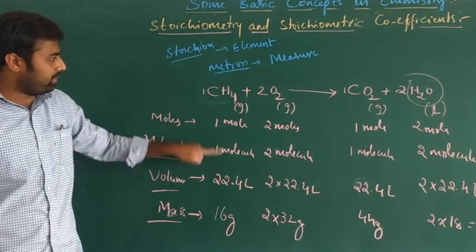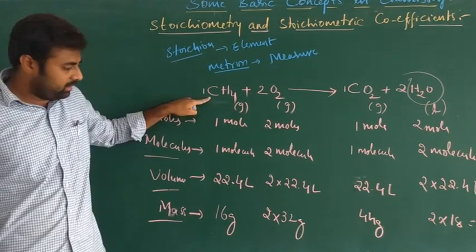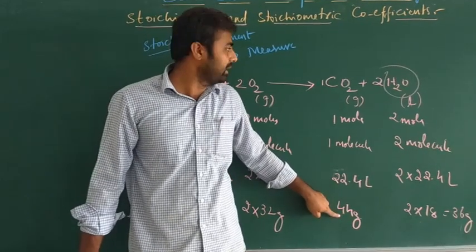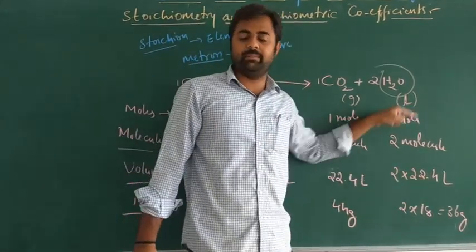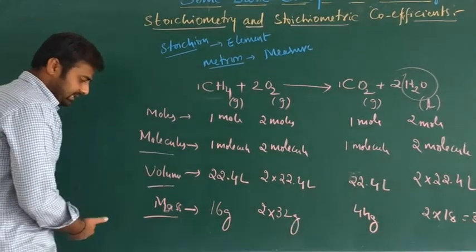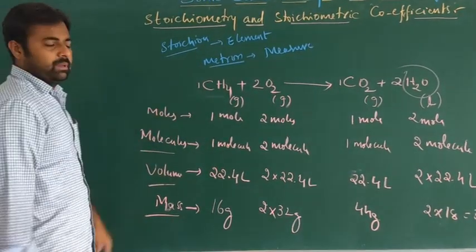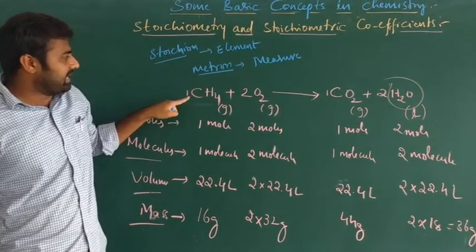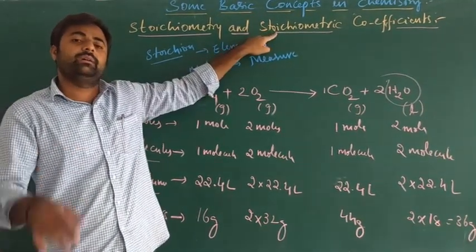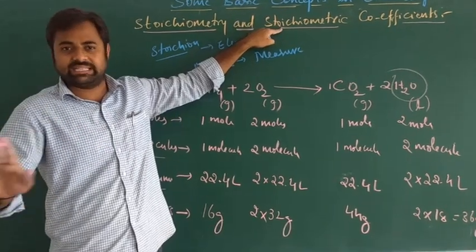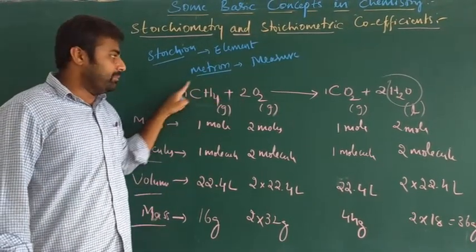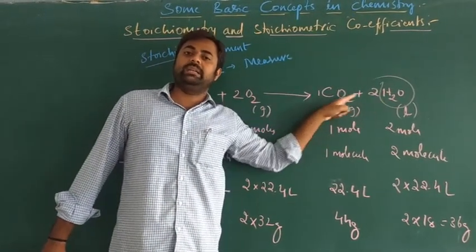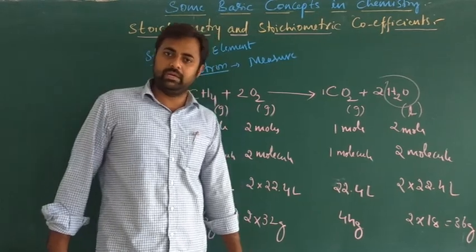Right? 16 gram of methane reacts with 64 gram of oxygen, gives 44 grams of carbon dioxide and 36 gram of water. This is the way of describing the balanced chemical equation with the help of stoichiometric coefficients. Here the stoichiometric coefficients are considered only if the reaction is balanced. Balanced means what? The number of atoms present in a reactant will be equal to the number of atoms present in a product. Right? I hope you understood.